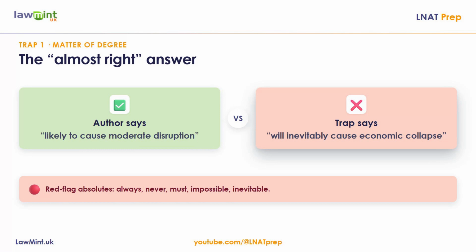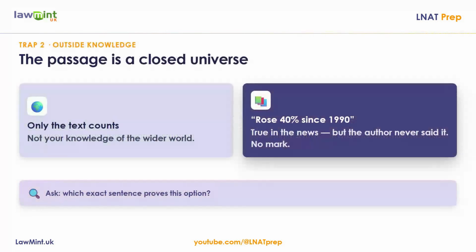The second trap is outside knowledge. The LNAT treats each passage as a closed universe, testing only your comprehension of the text in front of you, not your knowledge of the wider world. Picture a passage on climate change. An option states that carbon emissions have risen by 40% since 1990. You read that in the news last week, so you pick it. You lose the mark because the author never stated it.